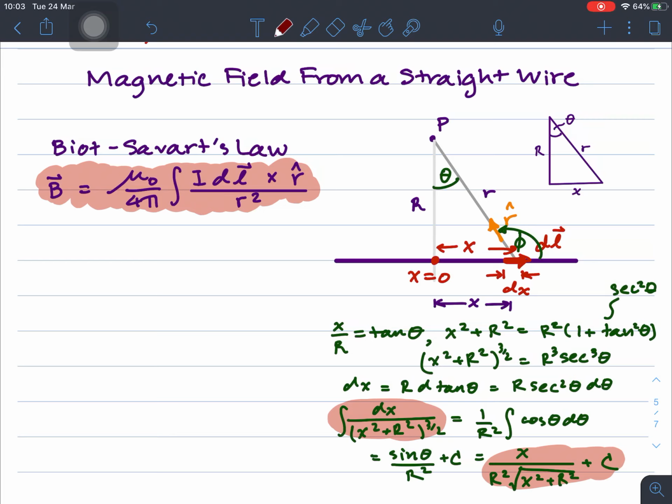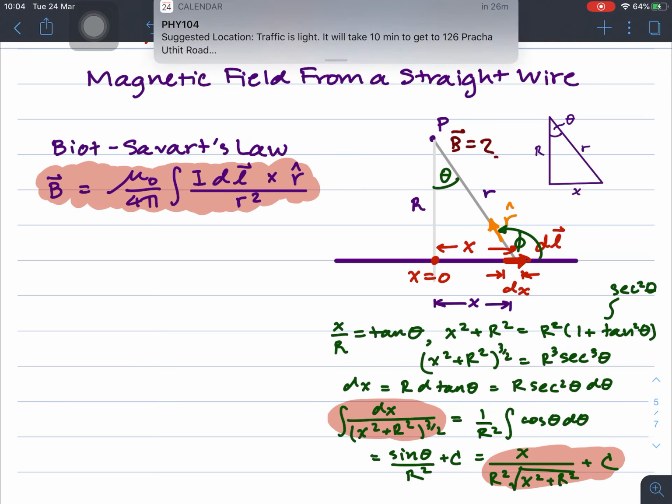Now we are using Biot-Savart's law to calculate the magnetic field from a straight wire. We consider a system of a straight wire with the current I flowing through to the right-hand side, shown by the right arrows. We are trying to find the magnetic field at this point P. So B is equal to what at this point?